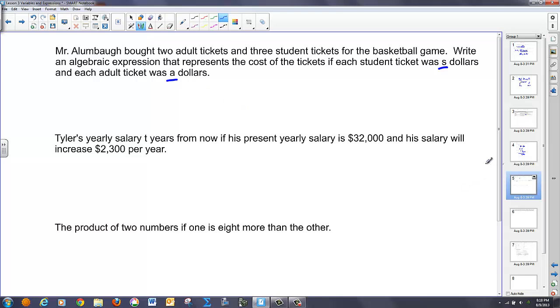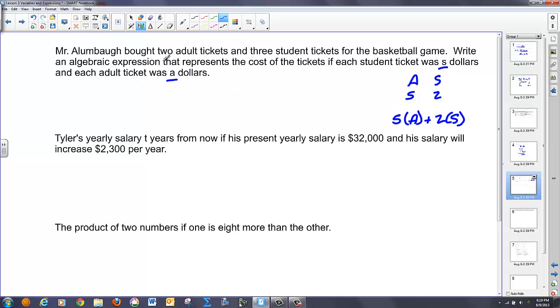Let's say the adult tickets were $5 a pop, and the student tickets were $2 a pop, and I wanted to know how much money I made. Well, I'd take $5 times however many adult tickets I sold, right? And then I would take $2 for every student ticket I've sold. Now, that's a real world application, makes sense.